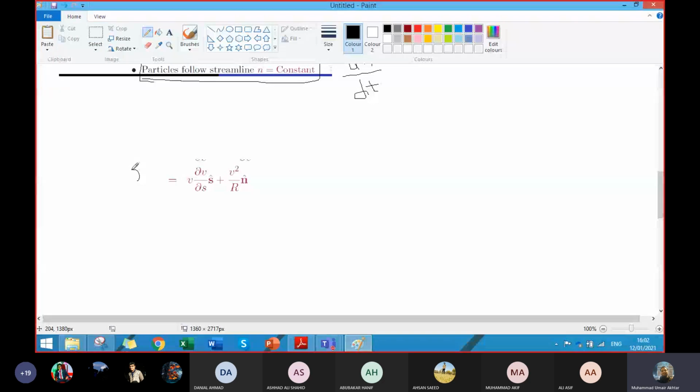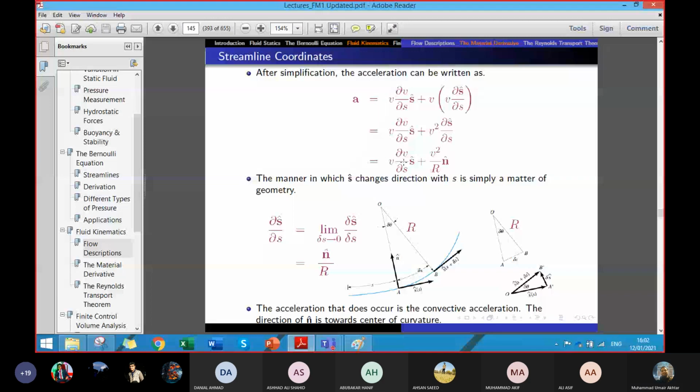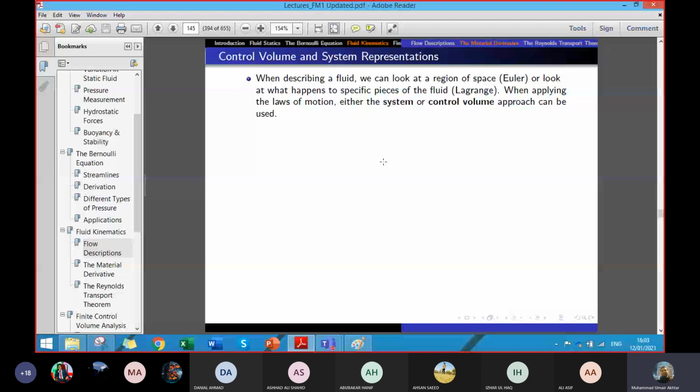So using the streamline coordinates is more convenient as compared to the Cartesian coordinates. So there is only the convective acceleration. There is no local acceleration here, right? Yes. So now we are very well aware how the acceleration will vary, how we will see the material derivative, and how the material derivative is applied in Cartesian coordinates or in streamline coordinates.